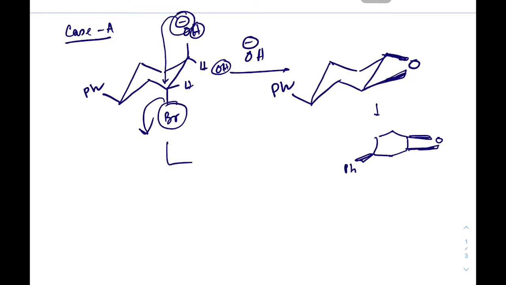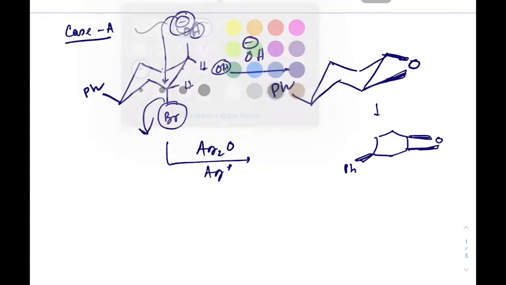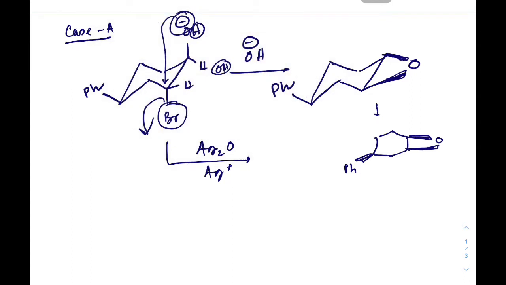Now in the presence of silver, Ag2O, which is a source of Ag plus, it also helps to withdraw the leaving group Br minus and gives AgBr and generates a positive charge there. Therefore the attack of this OH is favorable and gives a similar type of product, right?